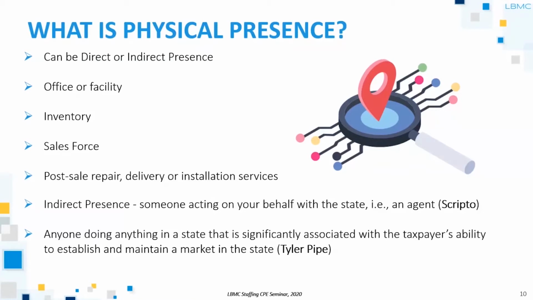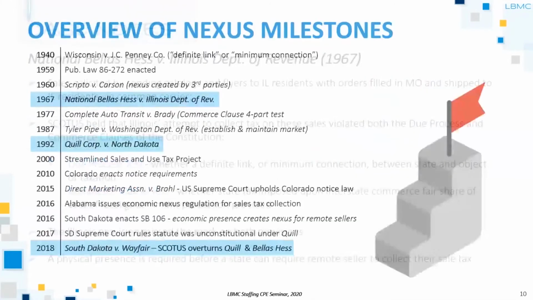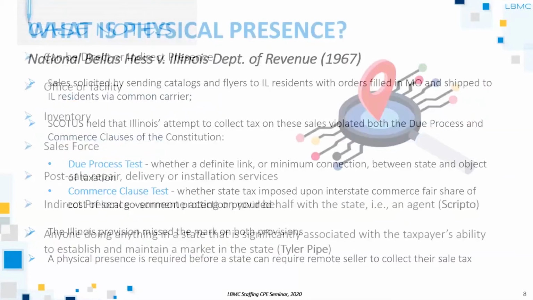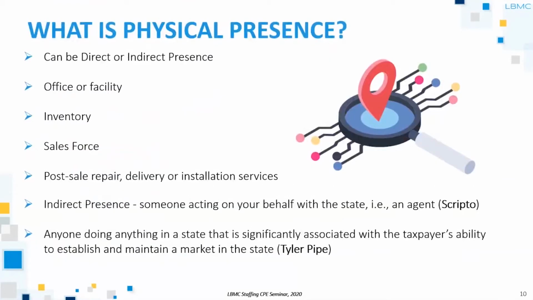And it can also be indirect, and that can be a little bit tricky. That's really almost an agency type concept. You have someone acting on your behalf within the state. That was the Scripto case that I mentioned earlier. That was, where is that? 1960. That was one of the earliest instances where we had a court say that, yes, having an agent in the state, that is physical presence.